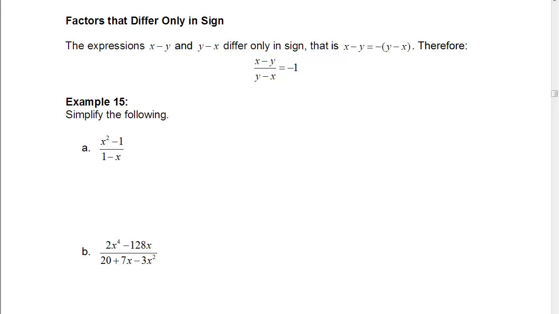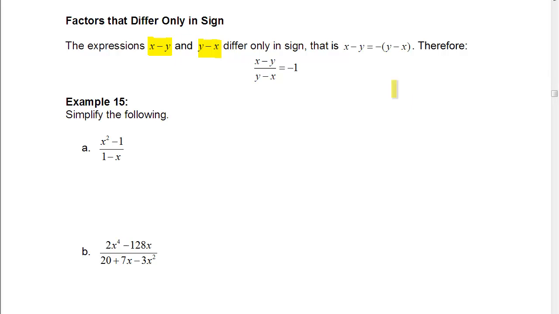In this video, we're going to continue working with equivalent fractions and reducing fractions to lowest terms. And the idea we want to talk about here is factors that differ only in sign. So we want to look at factors that only have a negative 1 in the difference. So a factor like x minus y and y minus x, because they're not equal, we can't just cancel them or reduce them to 1.